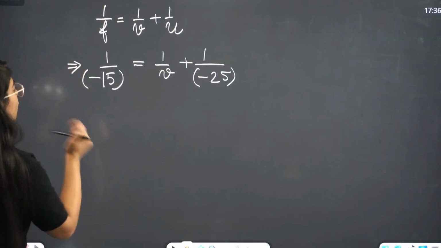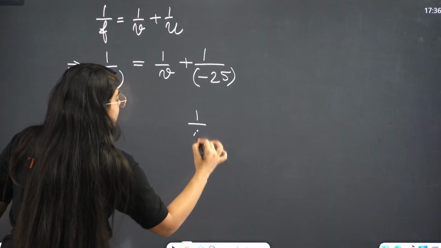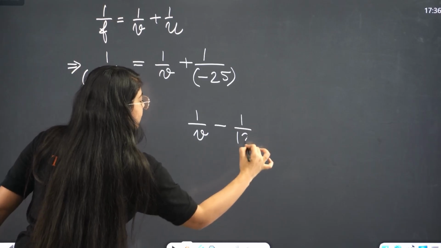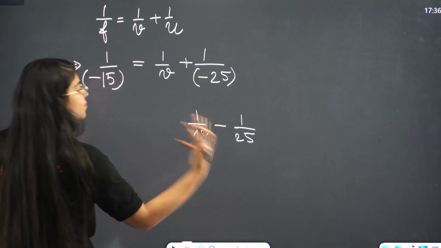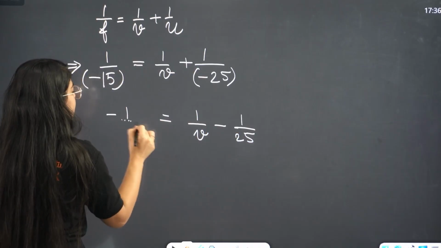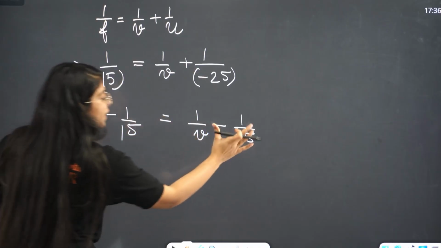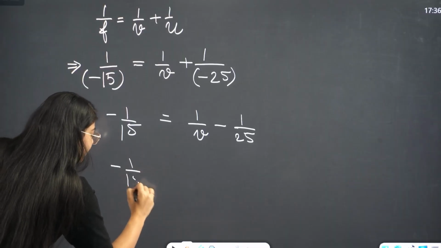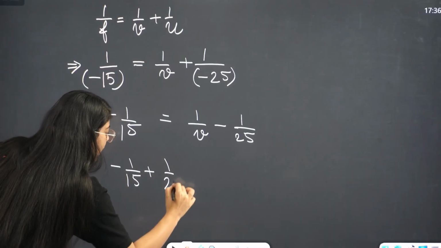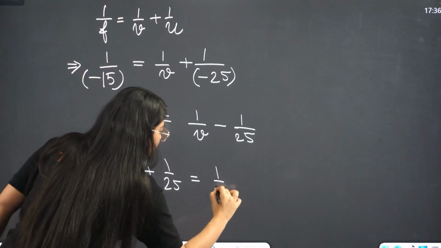Okay, now I'll just take the LCM. This is minus, it will become this, right? Minus 25. Minus plus minus equals minus 1 by 15. If I take this whole minus term here, it will become positive. Minus 1 by 15 plus 1 by 25 equals 1 by V.